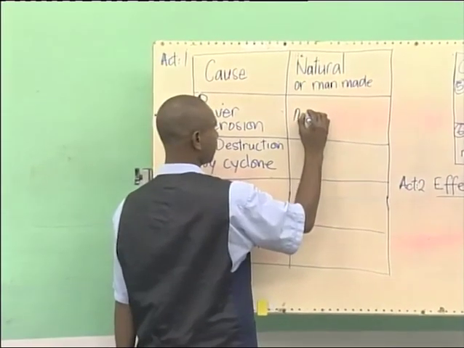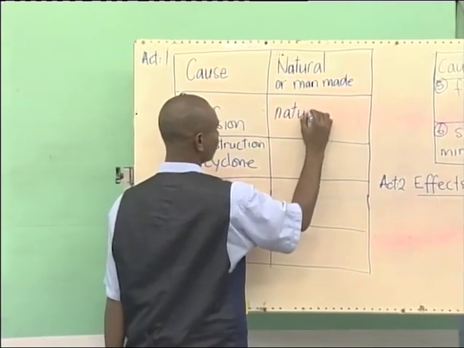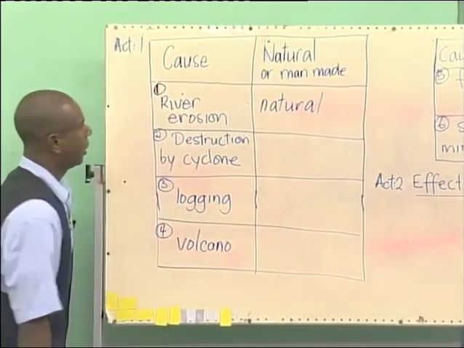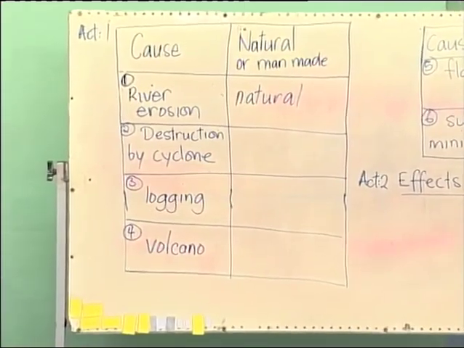Natural. All right, Samuel says this is natural. Okay, river erosion is natural.